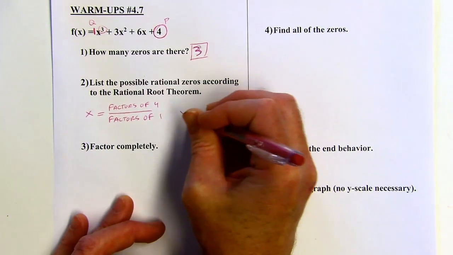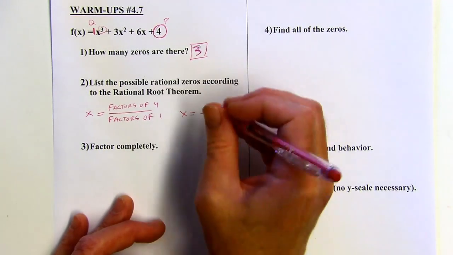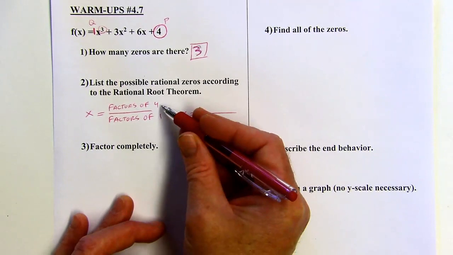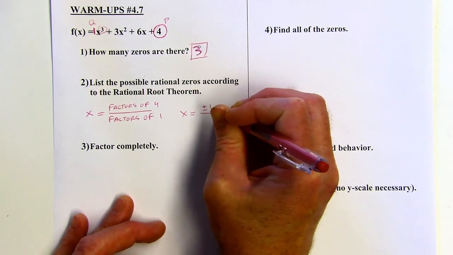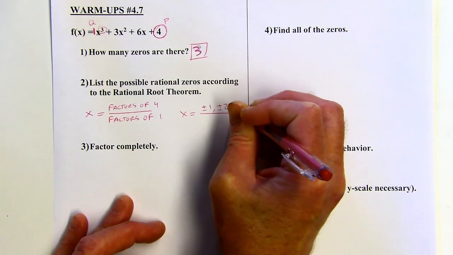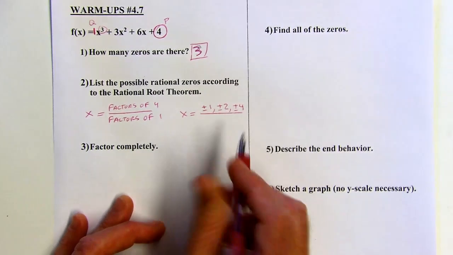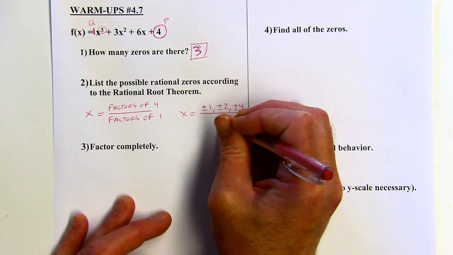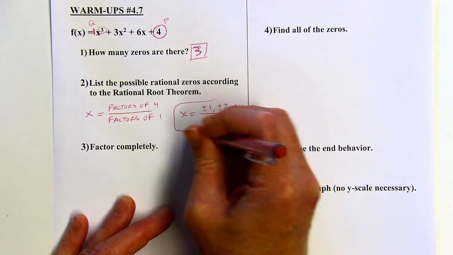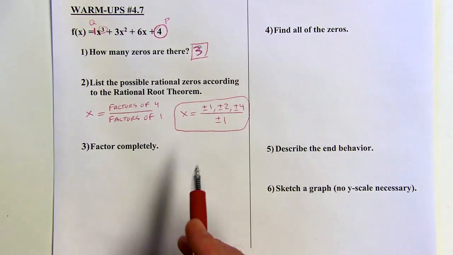Okay, so let's think about everything that goes into 4. Well, 1 goes into 4, so does 2, so does 4. But actually the negative versions of all these go in as well. So I'm thinking of all of the integers, positive and negative, that go into 4. And then all of the integers that go into 1 are just 1 and negative 1. So these are my possible rational roots.